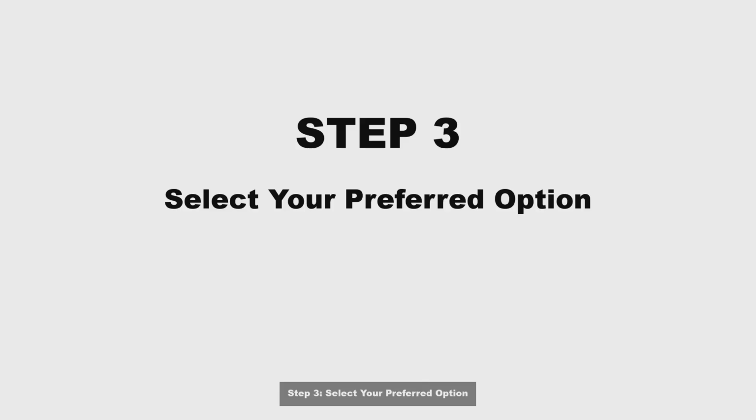Step 3. Select your preferred option. Browse through the search results and select the travel option that best suits your needs. Click on it to view more details and proceed to the booking page.